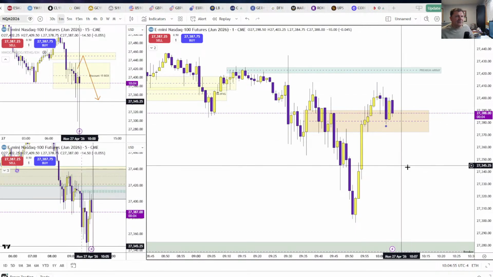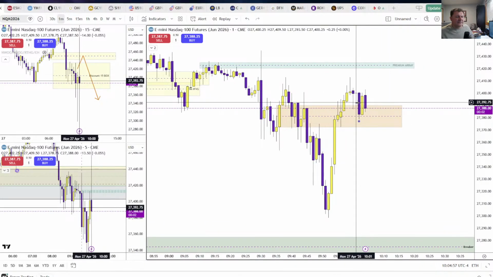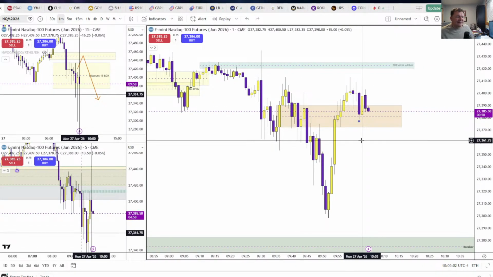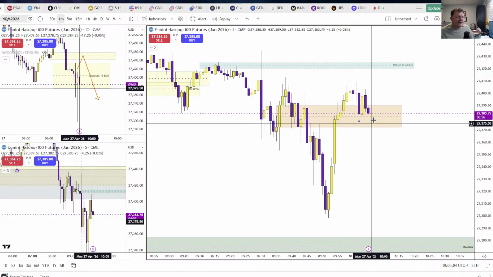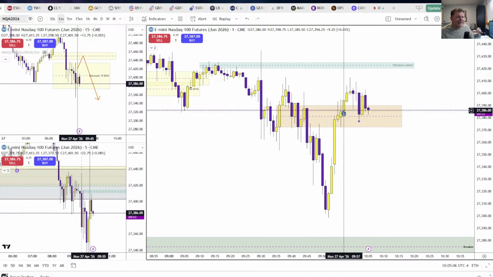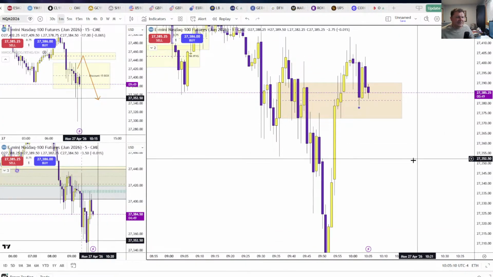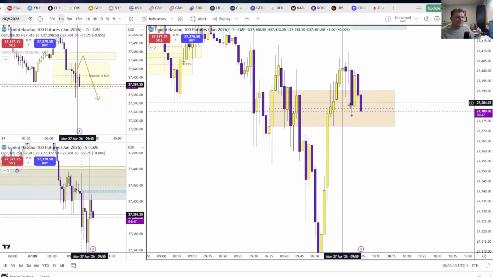10 o'clock, silver bullet. Where's your silver bullet? We're at 10 o'clock. Now we're waiting for a fair value gap to form. Take this low, and then look for a little retest at this little point right inside here. Stretch it out. Look right here.